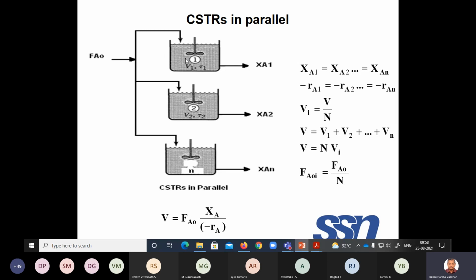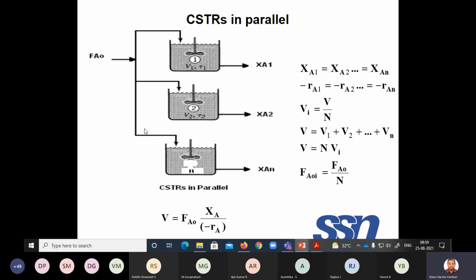So when you are having it like that, FA naught is the entire flow rate. That flow rate should be divided by the n number of reactors to give you the flow rate of each reactor. The flow rate of an individual reactor is nothing but the total flow rate divided by the number of reactors in parallel. So the flow rate is less. Here the flow rate will be half if there are two reactors: FA naught by 2 and FA naught by 2. If there are 3 reactors, FA naught by 3, FA naught by 3, FA naught by 3. So the flow rate should be equally distributed.